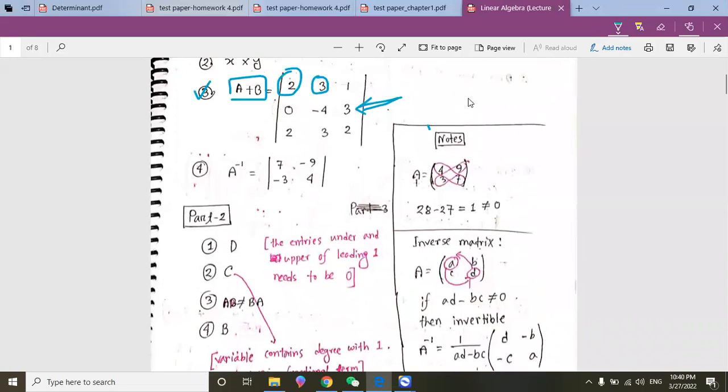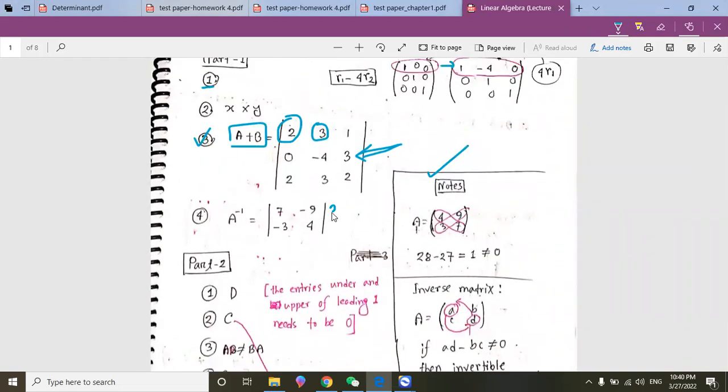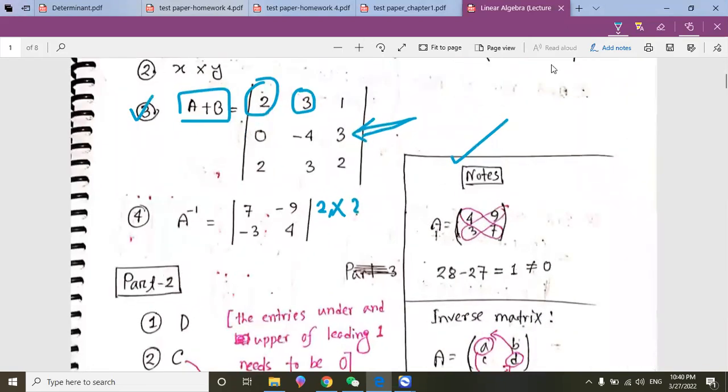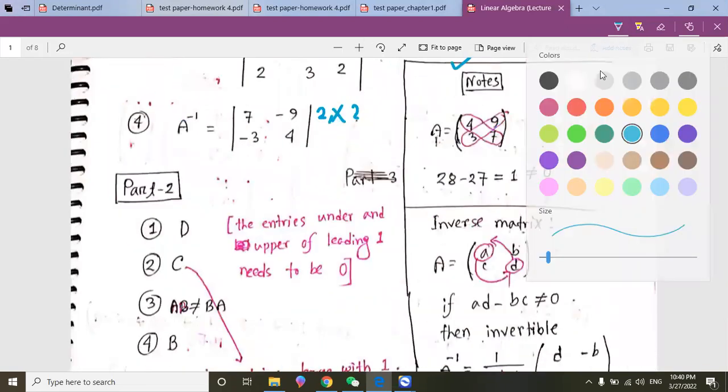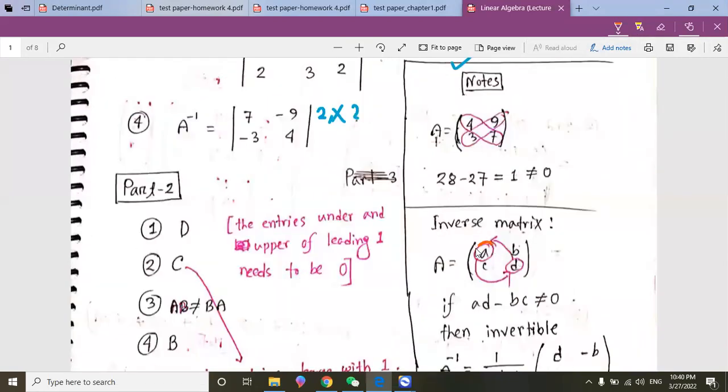So here is the process. Inverse matrix. So you see, this is a 2 by 2 matrix, right? To find the inverse matrix of a 2 by 2 matrix, there is a very small formula. We just need to exchange the values of a11 and a22. That means we need to change these values.